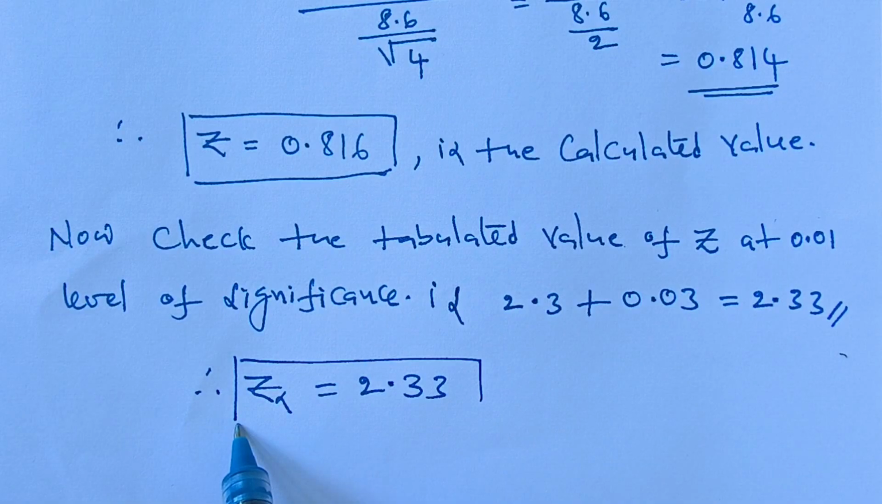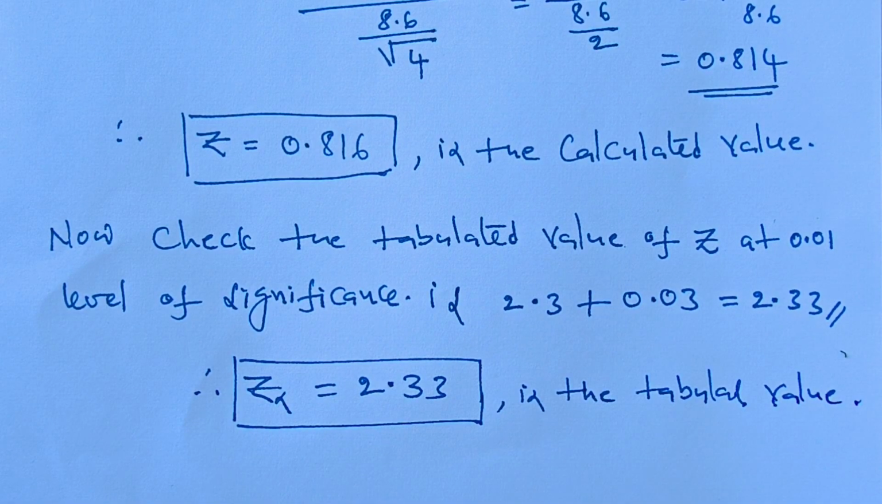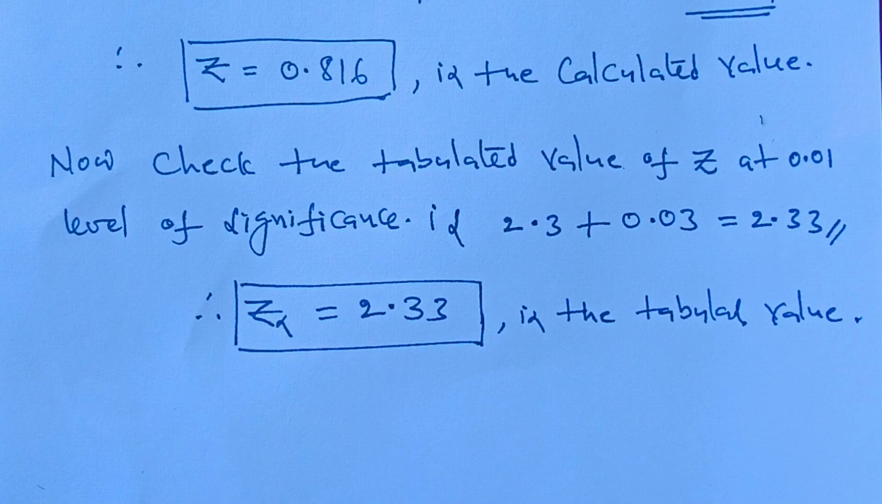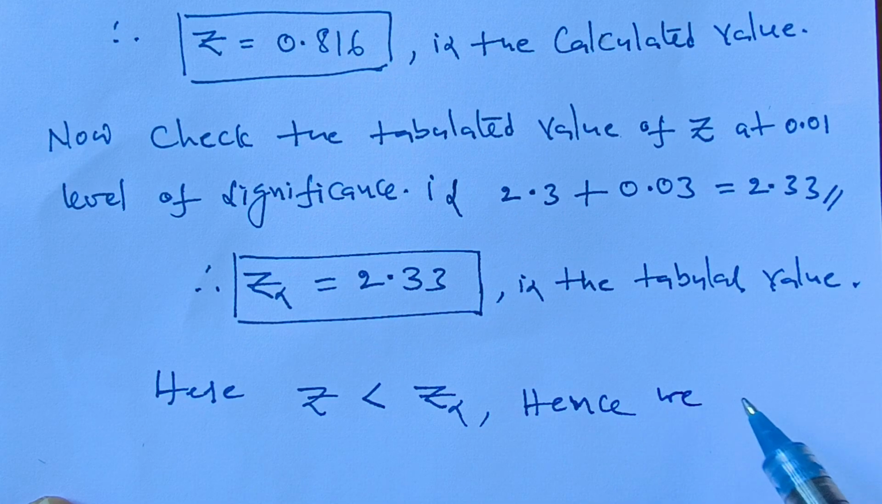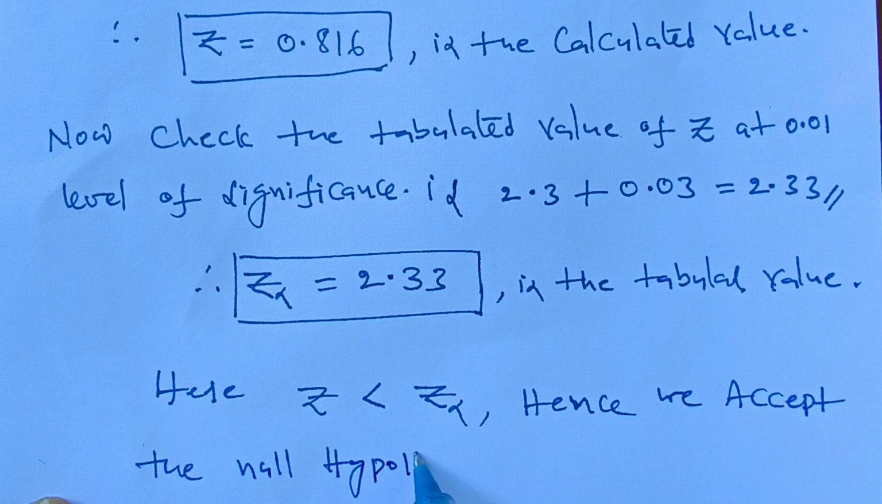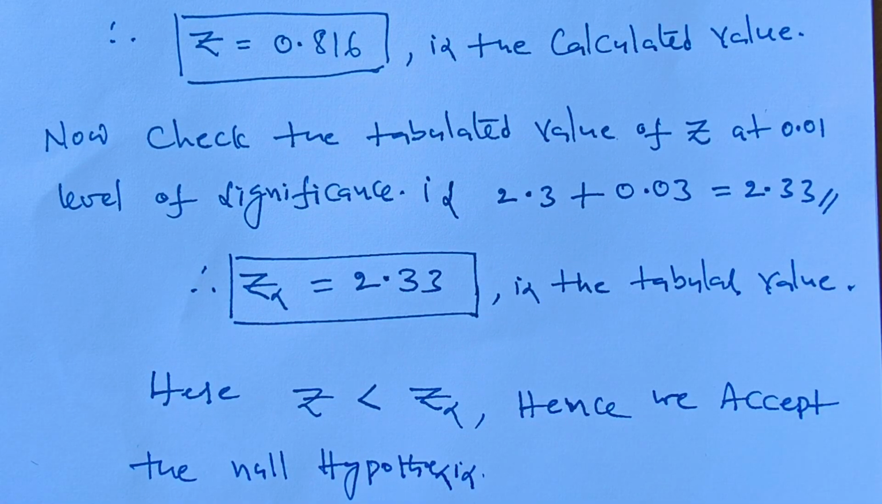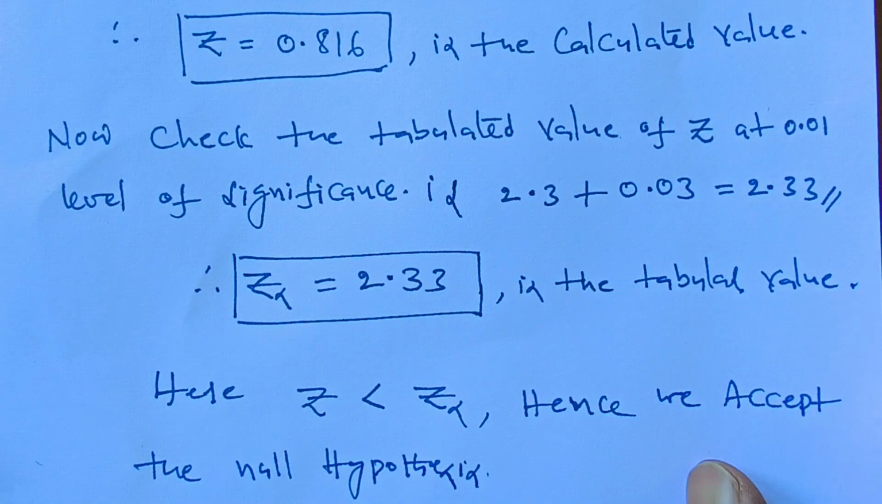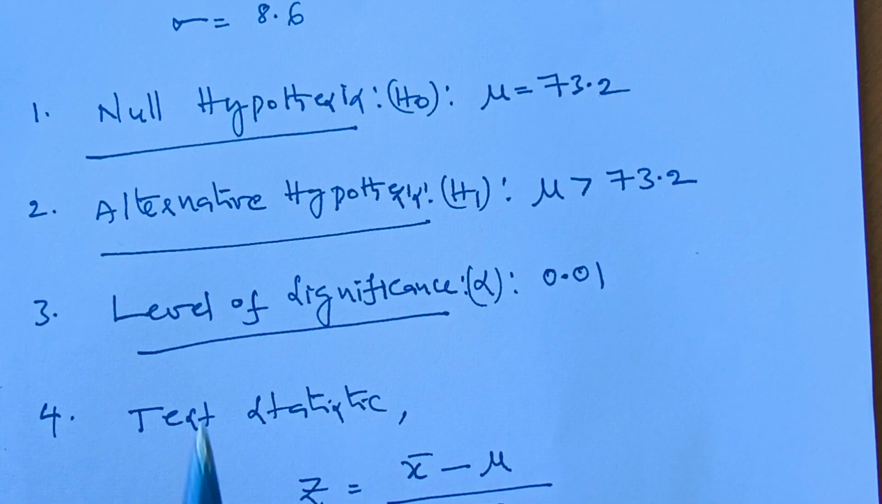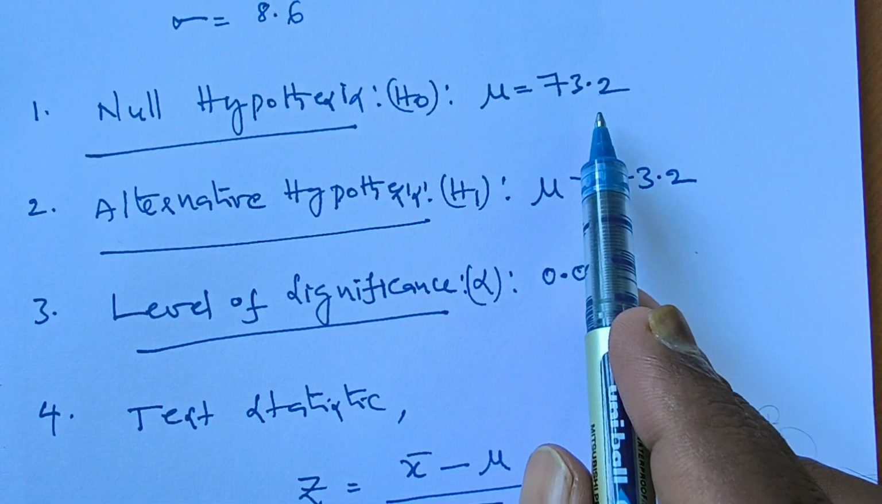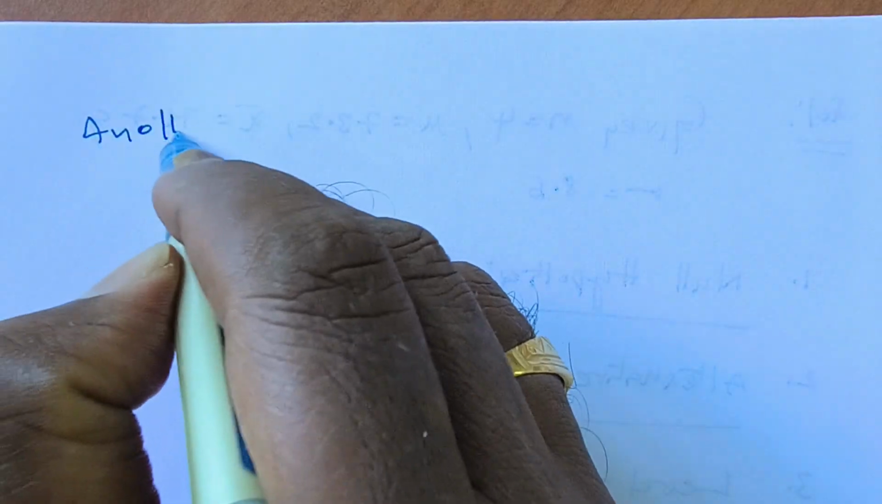This is the tabulated value, denoted by z alpha. Here we observe the z value is less than z alpha. We conclude that we accept the null hypothesis. The null hypothesis given, mu equals 73.2, is true.